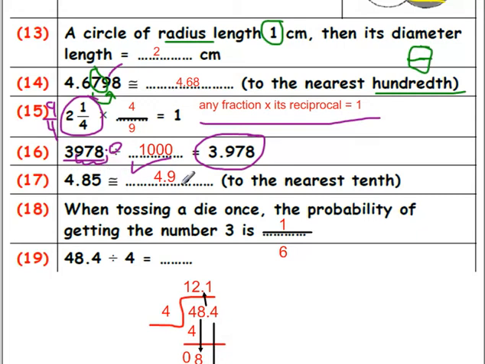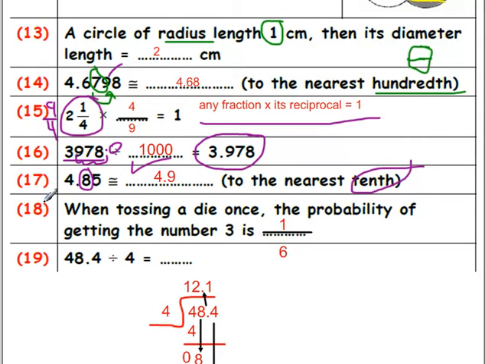4.85 approximately equals what to the nearest tenth? Yes, circle your target. My target is 8. Ask 5, are you rich or poor? I am rich. So 8 will be 9.